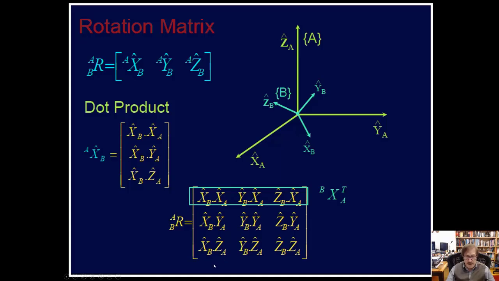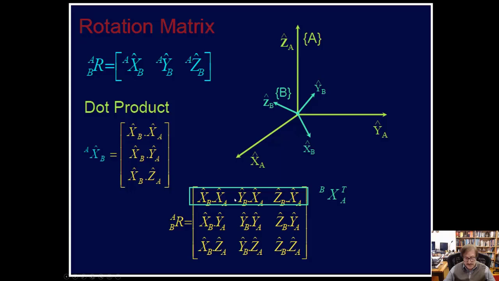Now look at the first row. In the first row, we see that XB dot XA, YB dot XA, and ZB dot XA are aligned in the first row.